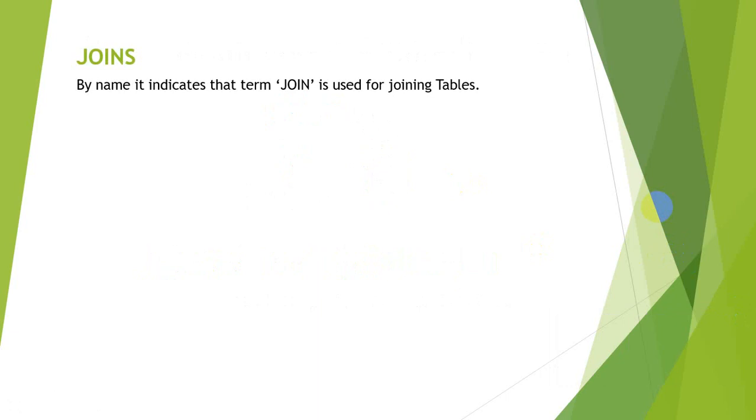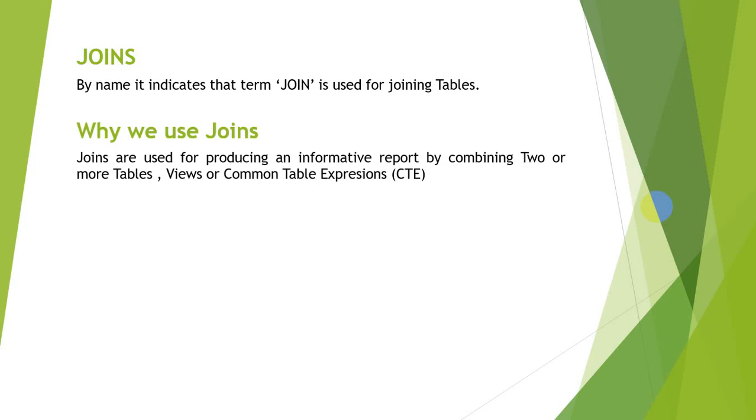Joins. By name, it indicates that the term join is used for joining tables. Obviously, its name indicates in SQL that for reporting purposes, for producing an informative report, we join two or more tables through joins. Why do we use joins? Joins are used for producing an informative report by combining two or more tables, views, or common table expressions.